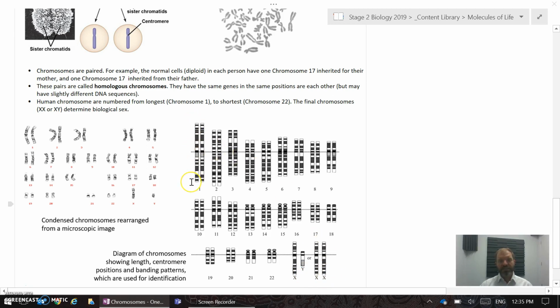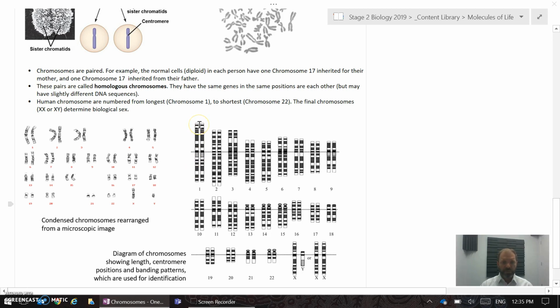You also notice here that there's some banding patterns, so depending on how this DNA is prepared and stained for the microscope, you can have those banding patterns. They also help people identify which chromosome is which when they're sorting them out and doing what's called a karyotype, where you look at the full set of chromosomes in a person.